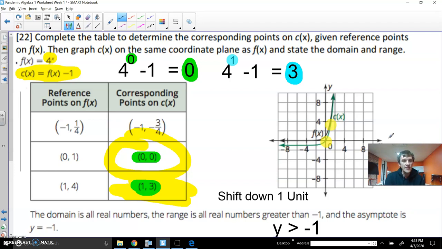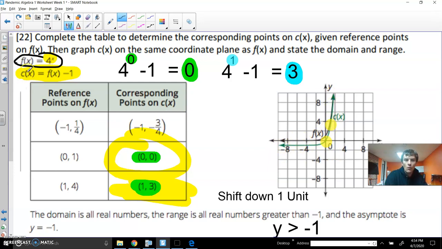It says complete the table to determine the corresponding points on C of x. If you really look at this, they start by giving you a function, 4 to the x power. And we've got that graphed right here on our axis in black.